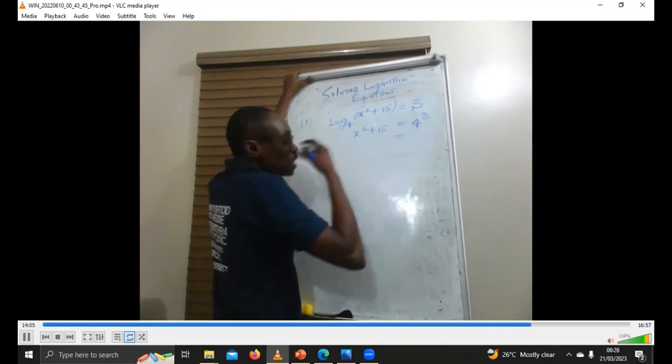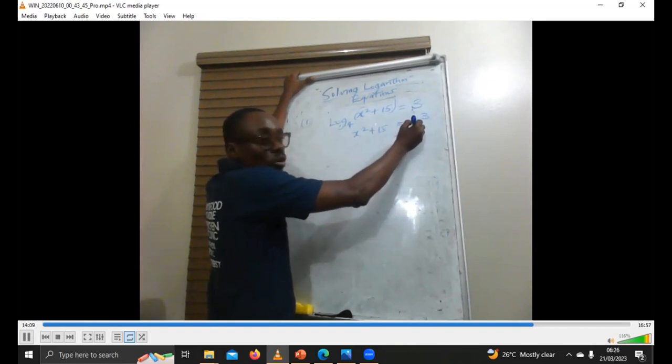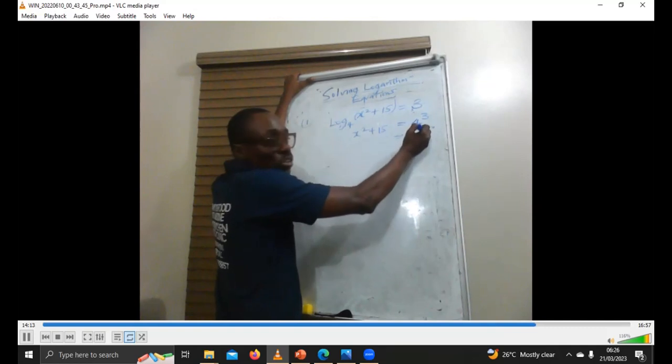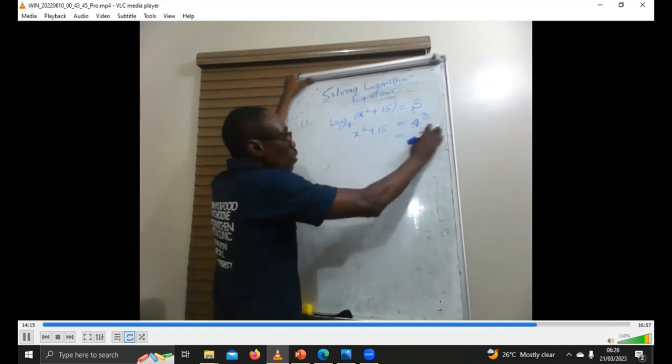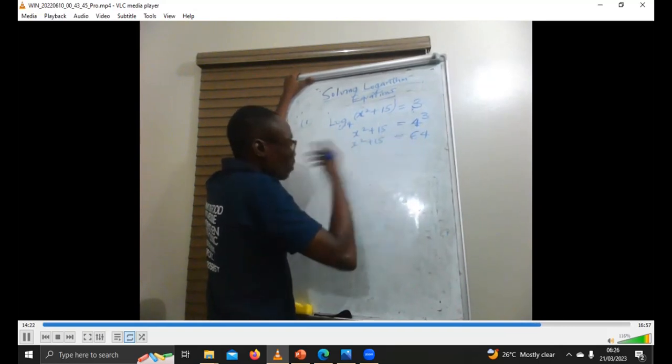4 raised to the power 3 is 64. 4 times 4 times 4. 4 times 4 is 16. 16 times 4 is 64. So this is 64. x squared plus 15 equals 64.